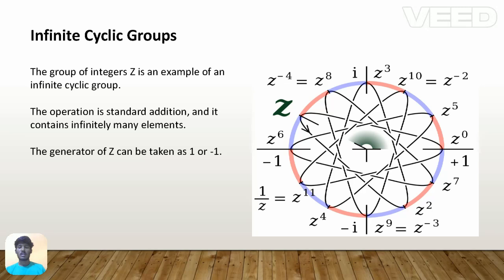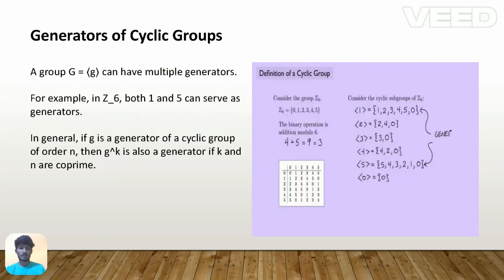Infinite cyclic groups. The group of integers Z is an example of an infinite cyclic group. The operation is standard addition and it contains infinitely many elements. The generator of Z can be taken as 1 or minus 1.